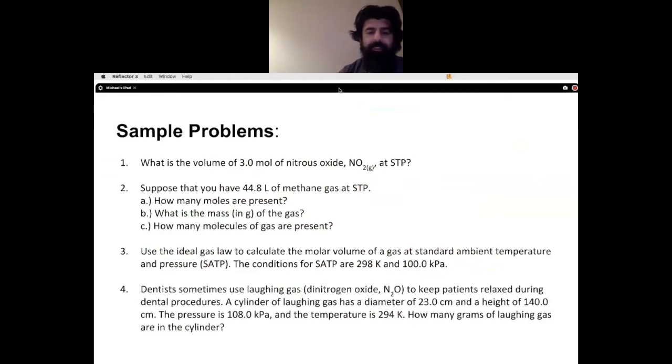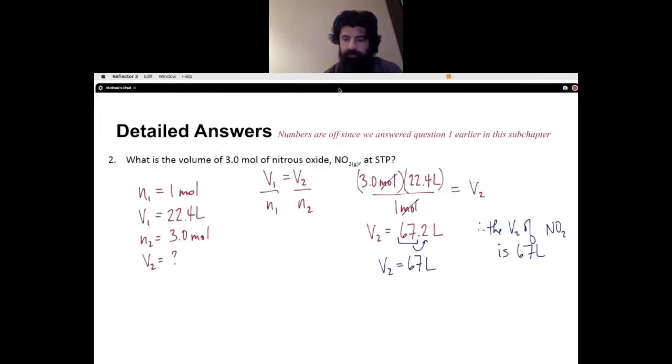So let's look at the sample problems. The first question: what is the volume of 3 moles of nitrous oxide at STP? Know that at STP, here's the volume for 1 mole. We're given 3 moles. So how do we go from 1 mole to 3 moles? The volume is going to be tripled. So we substitute it into the Avogadro law equation, isolate for our final volume, and we get V equal to 67 liters.